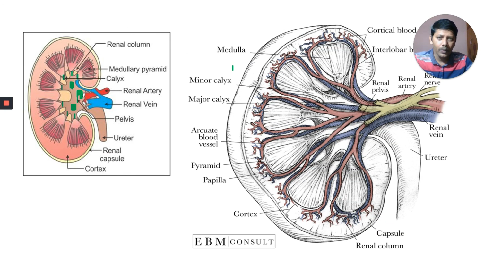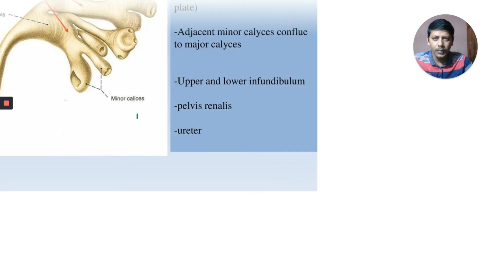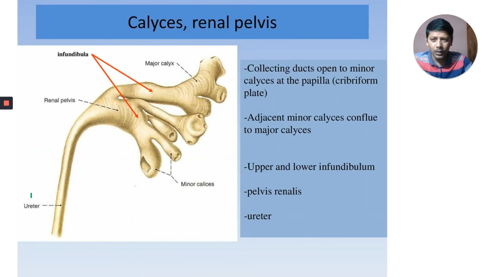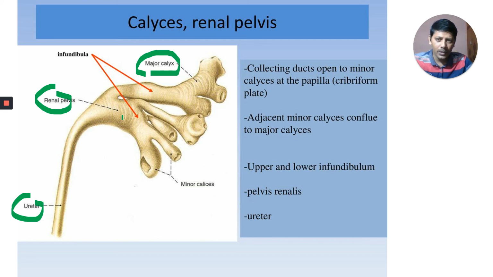You can see it. This is a minor calyx, and there are several minor calyces. Minor calyces join and form a major calyx. Major calyces join and form the renal pelvis. This is the ureter. This is the renal pelvis. After that, there is a major calyx. From the major calyx, what arises here? Minor calyces.